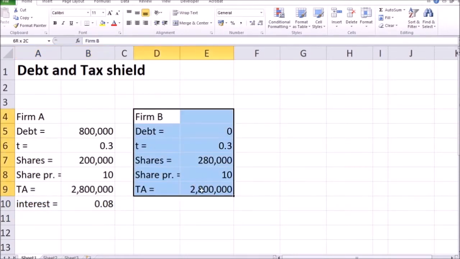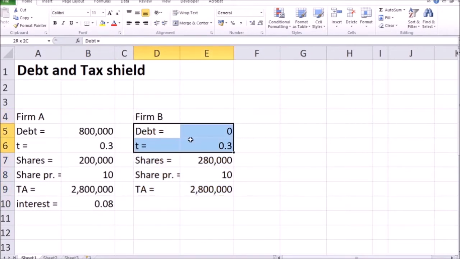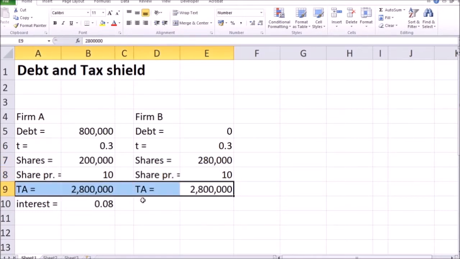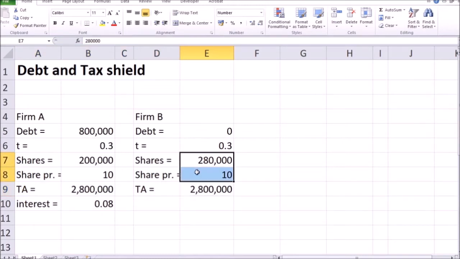A similar firm, everything else is mostly the same except for zero debt, taxes are the same. Number of shares is 280,000 shares at, let's say, the same market price per share, which gives the same total assets, 2.8 million, fully funded by the equity of the company with no debts. Now let's say the operating performance of both of these firms, both of these scenarios, is also similar until you come to look at the debt.